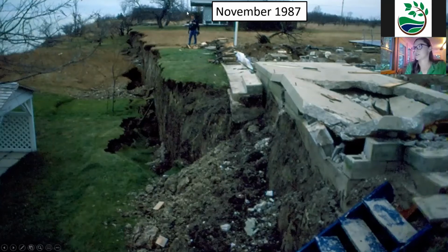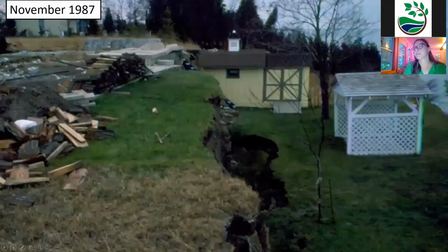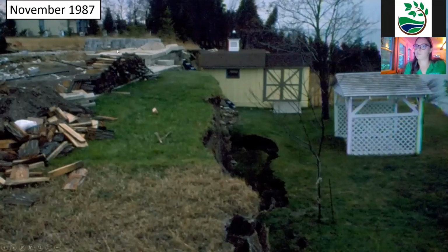And here's a person just to give you a sense of scale of how big these actually are. And you can see that there's structures in the background, and there's some debris in the front of this photo. And it was actually a structure that didn't get completely destroyed, but it did get repaired and then moved back away from the top of the bluff. And here's just the same event, but looking the other way.